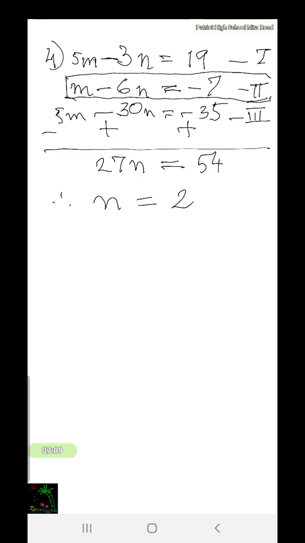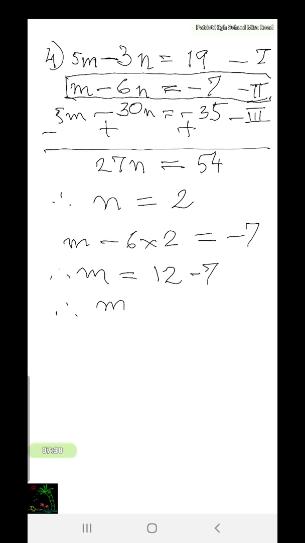Substituting n is equal to 2 in equation 2, we have m minus 6 multiplied by 2 is equal to minus 7. Therefore m is equal to minus 7, and minus 12 will become plus 12 on the other side, plus 12 minus 7. Therefore m is equal to 5. We have m is equal to 5 and n is equal to 2. So this is the solution to the simultaneous equations in example 4.